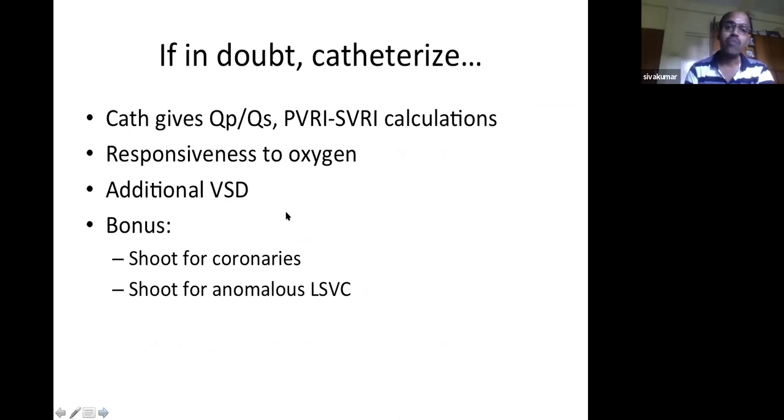Cath will give QP, QS, PVR, SVR calculations. We can assess responsiveness to oxygen. We can rule out additional ventricular septal defect, which I already told is very difficult to diagnose. The bonus advantages will be, we can look at the coronary status, which will help in performing a double switch operation. We can look for abnormal LSVC to coronary sinus, which will help in planning the Senning's repair.